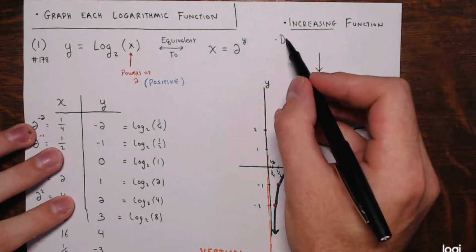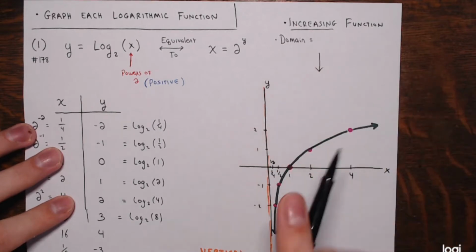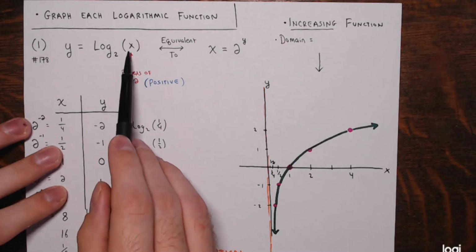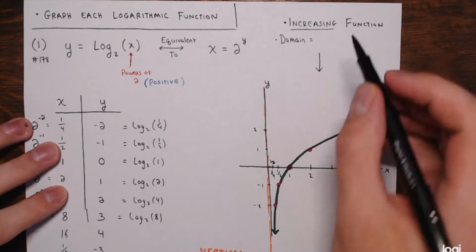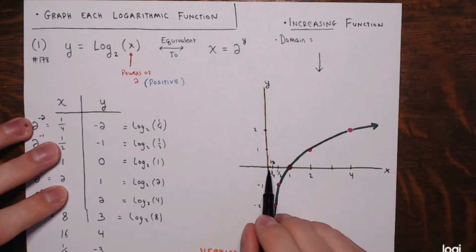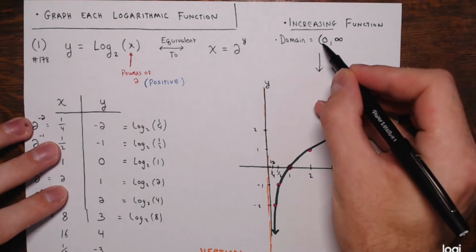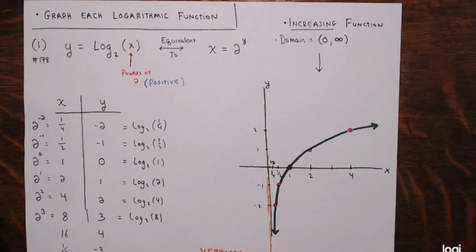The domain is only positive numbers. Again, I was just plugging in powers of 2 here. You can only plug in positive numbers. So on the x-axis, the only numbers I can use are from 0 to infinity, but not including 0. In parentheses on infinity always.